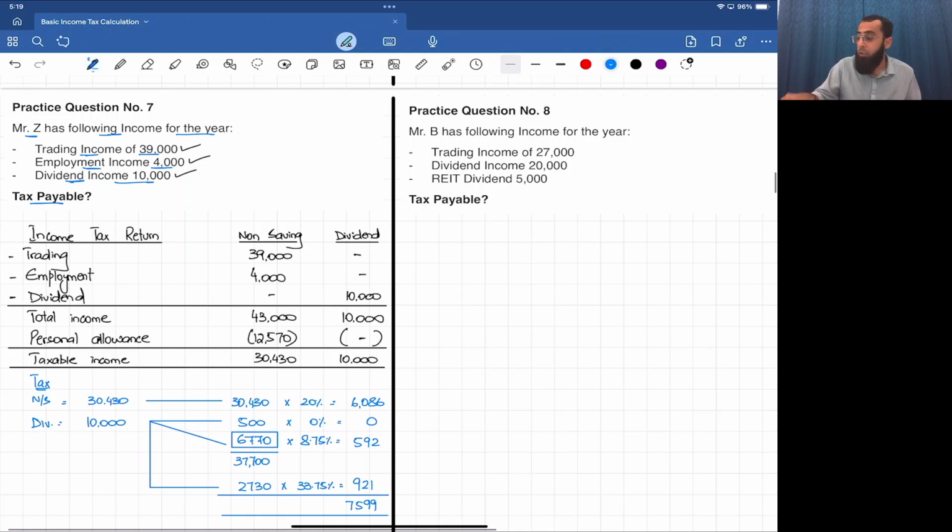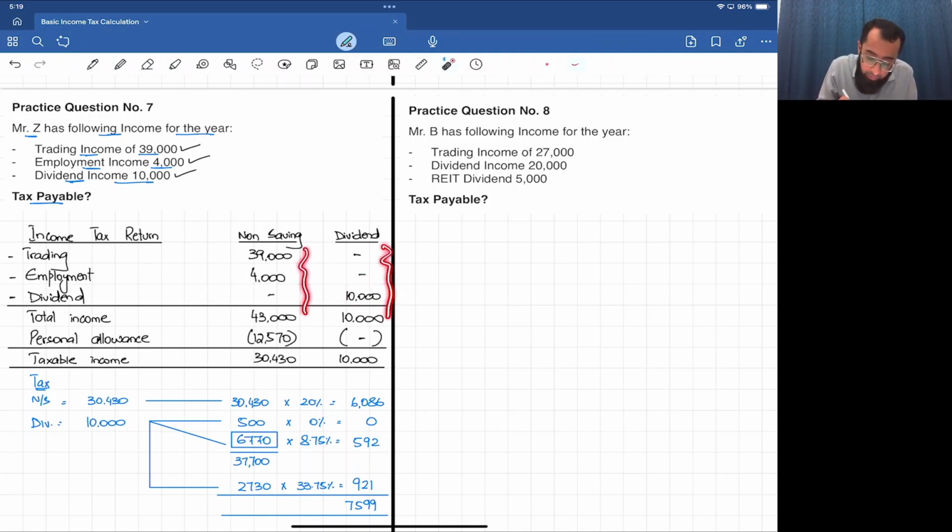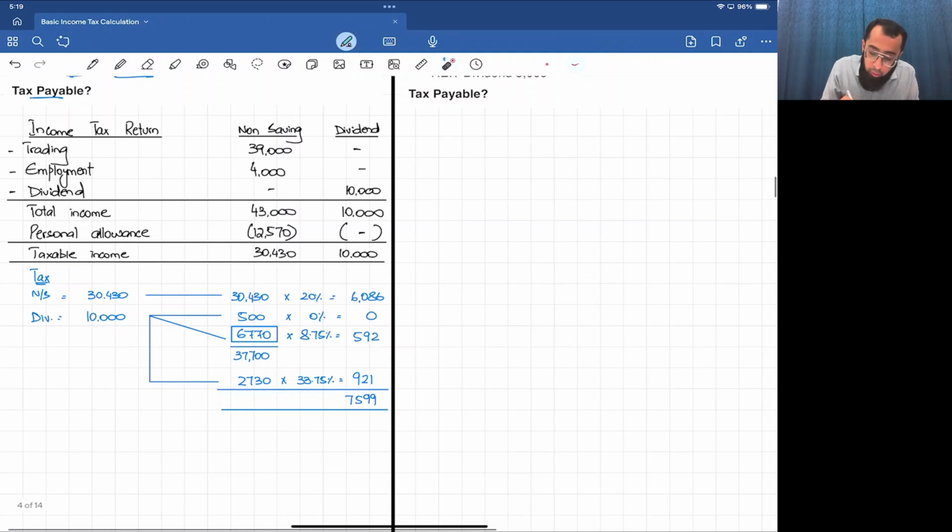Let me repeat it again. I believe that it's not difficult. Just you need to listen to me carefully. If you look at this question, you had trading income, which is a non-saving income. You had employment income, which is also a non-saving income. Dividend income goes under the head of dividend. You add up the incomes, you arrive at the value of total income. You adjust the personal allowance to arrive at the taxable income. Now, 30,430, it's within 37,700, so it will be taxed at 20%.